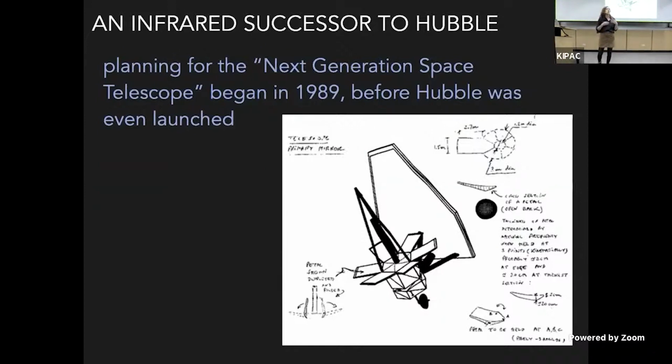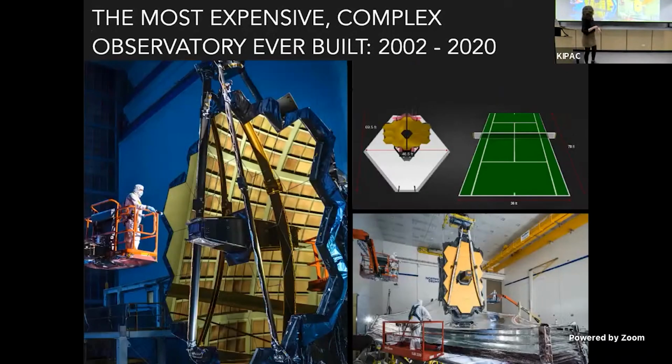And so for both of these reasons, to see the formation of the first galaxies and to get this less biased view of galaxies that are more local, astronomers started planning for the next generation space telescope in 1989, before the Hubble Space Telescope was even launched, because we knew that this was going to be the next step. This was quite a while ago.